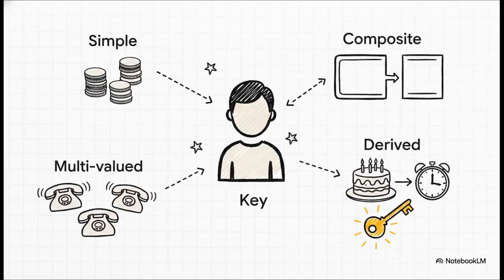It literally can't exist without being tied to the specific bank it belongs to. Next up, we have attributes. These define the actual properties of our entities. They can be simple like a salary, or composite, like a name that breaks down into first and last. They can be multi-valued, like a person having multiple phone numbers. They can even be derived dynamically on the fly, like calculating someone's age from their birthday.